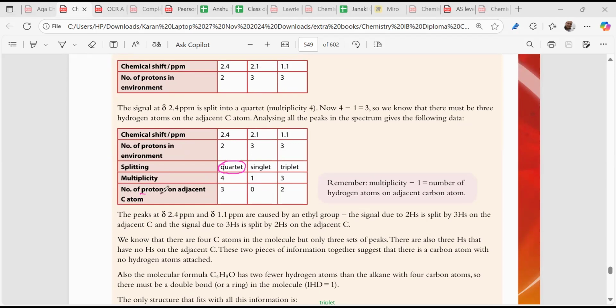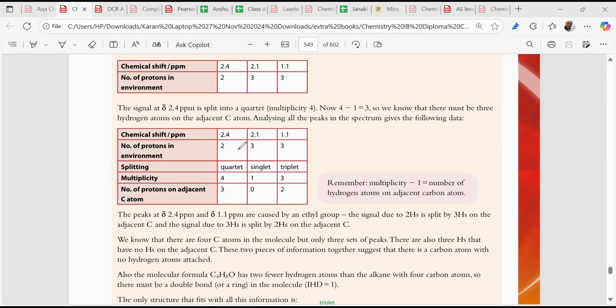If you're getting a quartet, the number of protons in the adjacent carbon atom I taught you is what? N minus 1, so 3. If you get a singlet, the number of protons in the adjacent carbon will be 0. It means there will be a C double bond O. We are sure about this, because 2.1 is coming. Now, what are you having? Triplet means what? The number of hydrogens in the adjacent carbon will be 2. Is it clear to you?